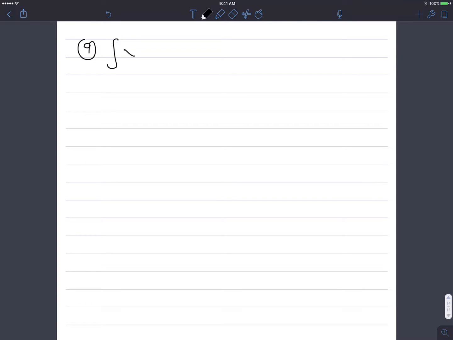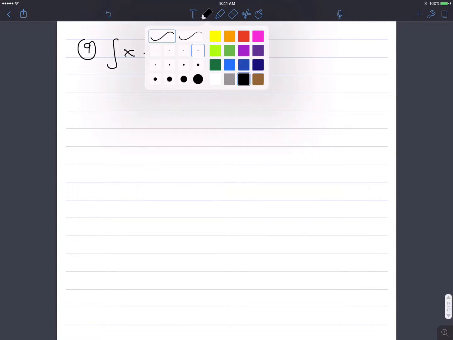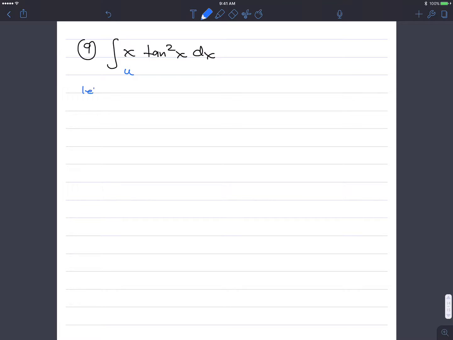Number 9, I got x tangent squared x dx for u sub. This one is interesting because notice this. What we've been doing is we're letting u be x. And you say, okay, let's let u be x, and then you get a nice du being dx. So that's going to be something very nice and workable for us, right? U is x and du is dx. But you say, okay, then my dv will be the rest. This will be my dv. And I have tangent squared x dx here, so that v will be the antiderivative of tangent squared x dx.